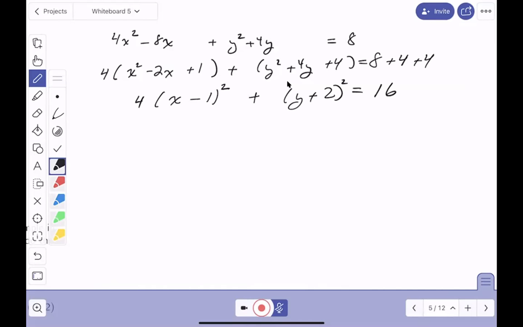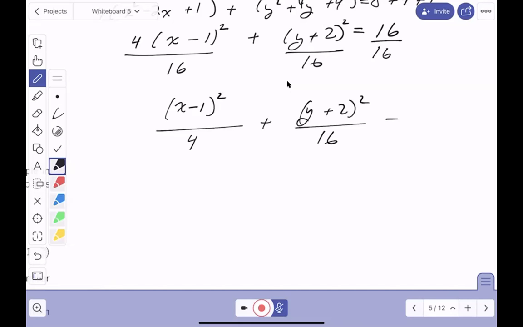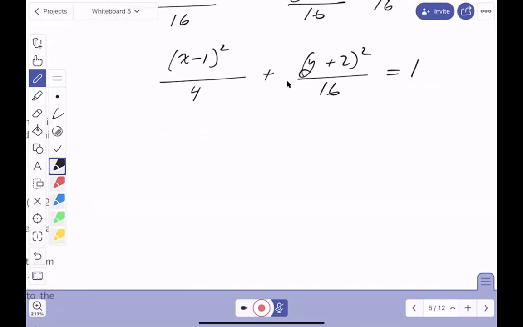Then what did the teacher recommend you do? The teacher recommended that you divide both sides by 16. Main reason, it makes the thing so much easier to deal with. And what do you get? (x minus 1) squared over 4 plus (y plus 2) squared over 16 is equal to 1. The number one reason they did this is to make it easy. So I'm going to look for easy points.